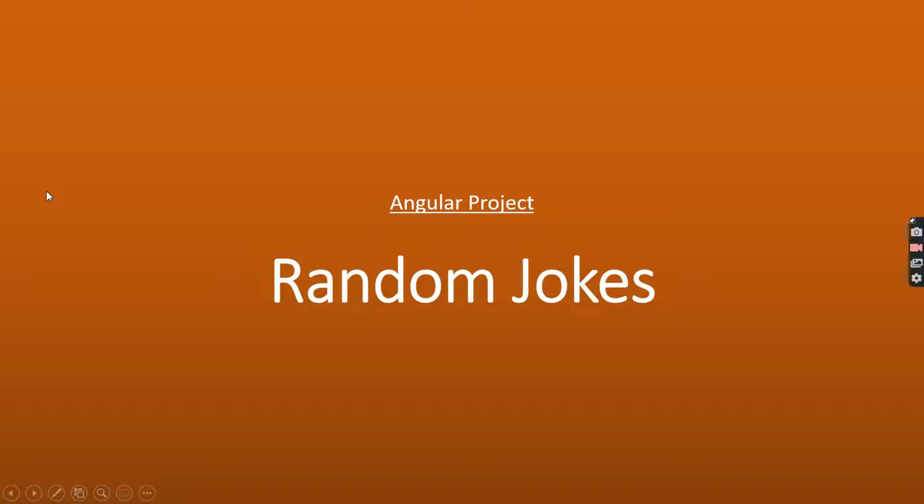Hi guys, so in this video tutorial we will create a simple Angular project. The name of the project is random joke. So in this project we will be creating a UI which will automatically generate the jokes using a backend API, and which we will see further.